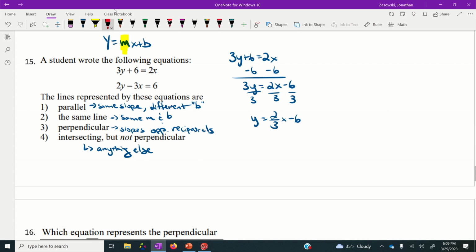And then the next one, we have 2y minus 3x is equal to 6. So we'll add that 3x to both sides. 2y is equal to 3x plus 6, and then we'll divide out a 2.